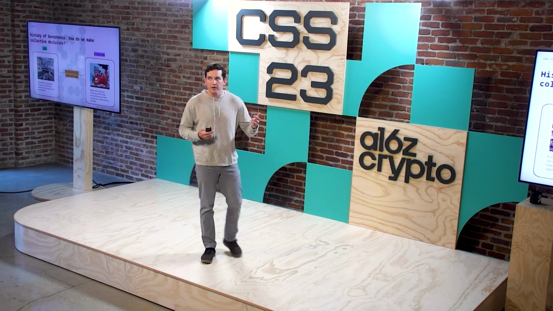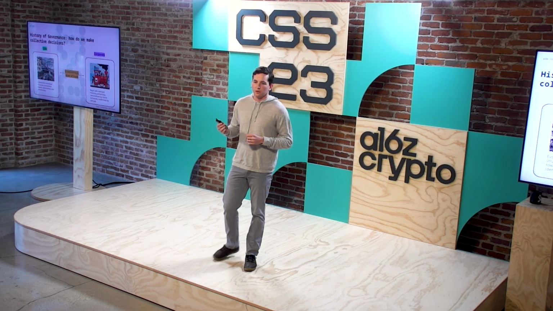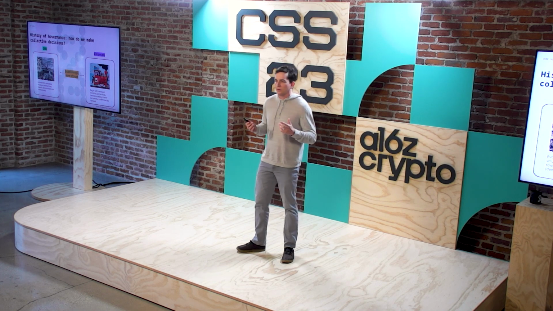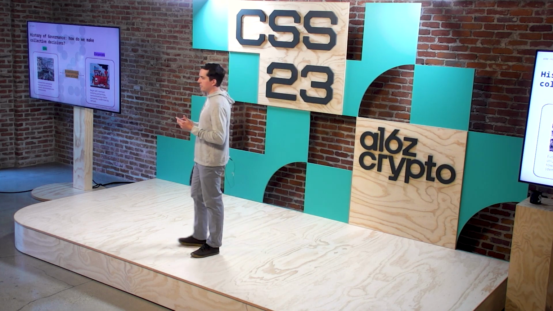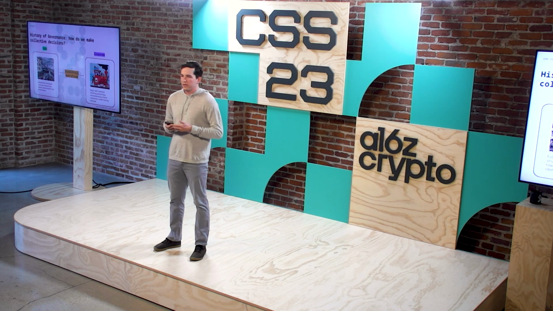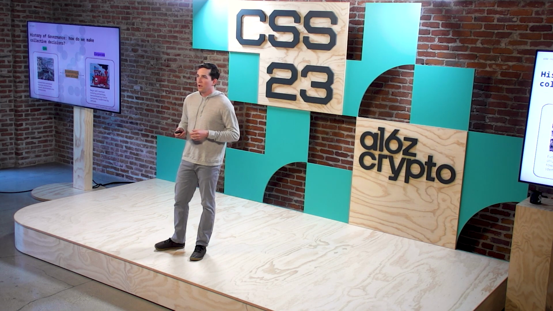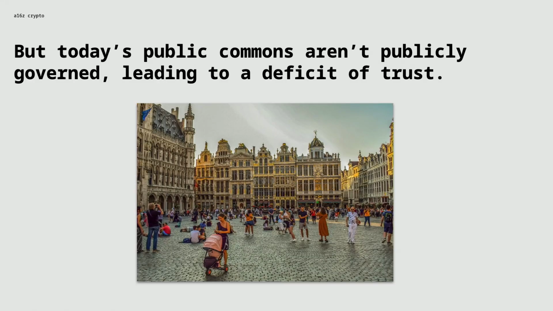And what we're going to talk about next is what that means for the tech world. Because as you fast forward to today, we have large tech platforms that exist in a special, unique spot in history that we haven't seen much before, and that is the digital public commons. Today's public commons aren't publicly governed, though. And this leads to a deficit of trust with these platforms.